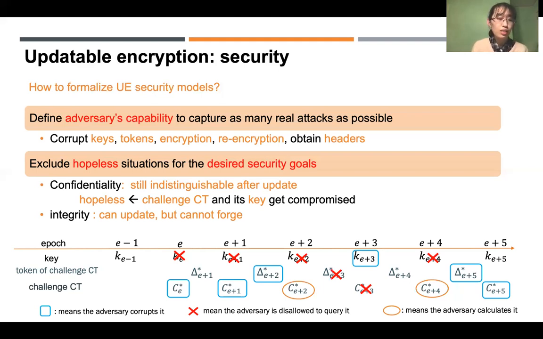For the integrity, intuitively, we say that integrity is hopeless in the key-corrupted epoch. Here we omit the detail.